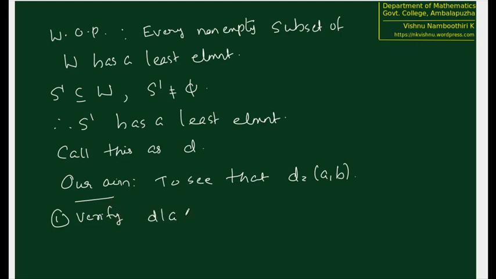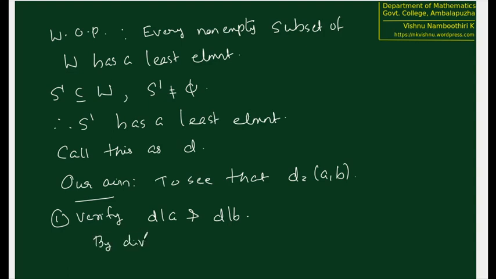D divides A and D divides B. How do we verify that? Since we know that A belongs to S prime, B also belongs to S prime, and D we have chosen to be the least in S prime, D is going to be less than or equal to A, D is going to be less than or equal to B for sure. But how can we show that D divides A and D divides B? We are going to make use of the division theorem.